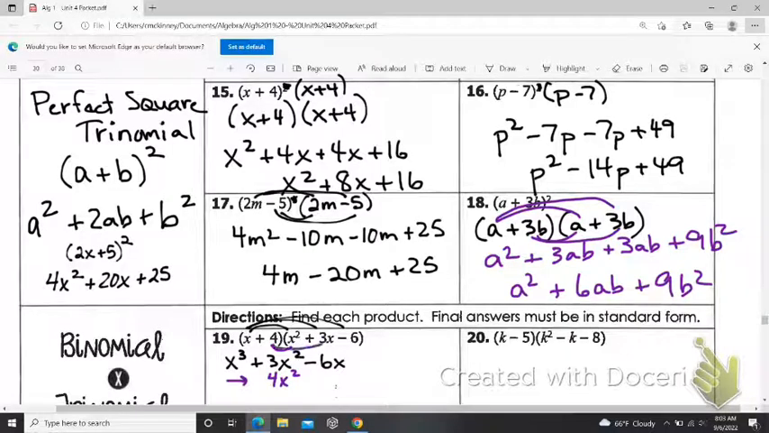And then 4 times 3x, and then 4 times negative 6. Why might I have done that? Because it puts my like terms together, and it makes it fit in my little box. So, x cubed, remember this last step, we're just combining like terms. Do not change those exponents.